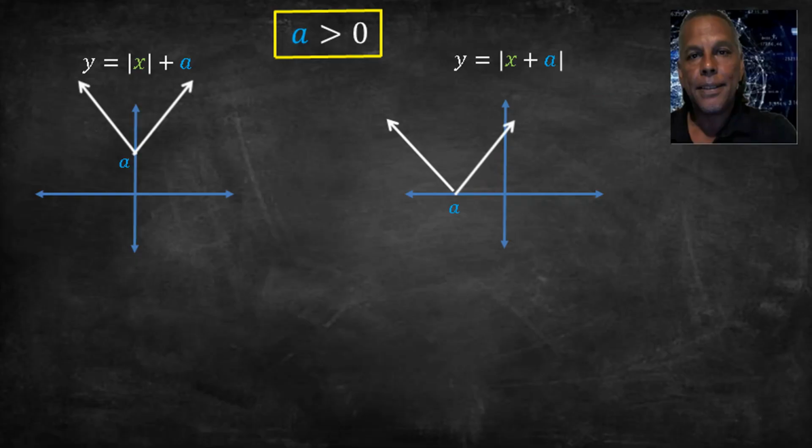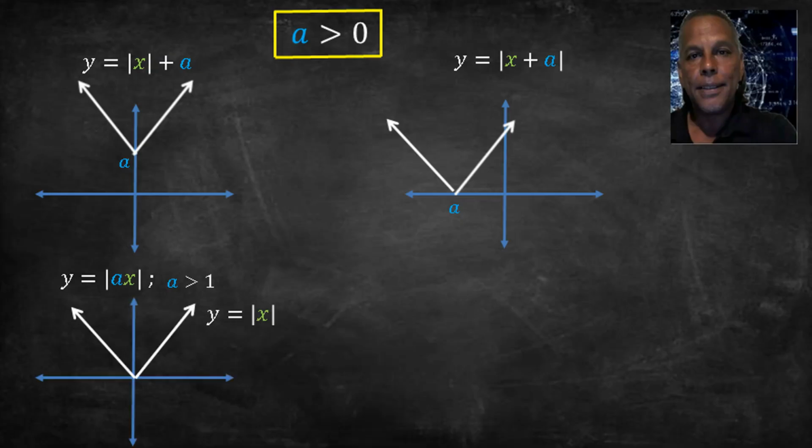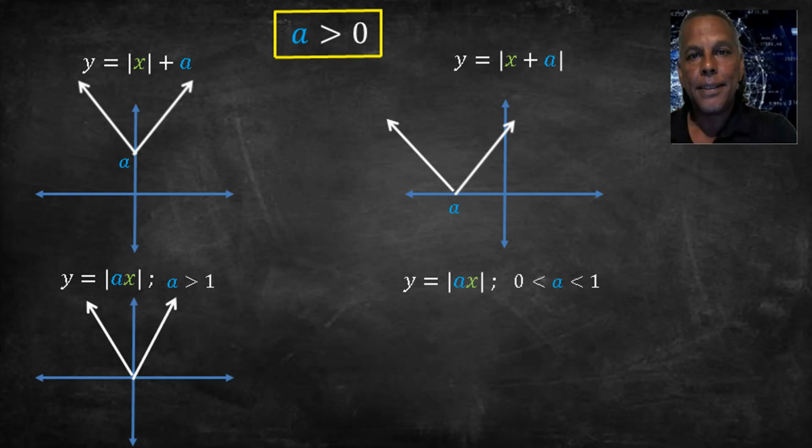Then the graph of y equals the mod of ax, where a is greater than 1, is a graph of y equals the mod of x compressed horizontally by a scale factor of 1 over a. The graph of y equals the mod of ax, where a is between 0 and 1, is a graph of y equals the mod of x stretched horizontally by a factor of a.